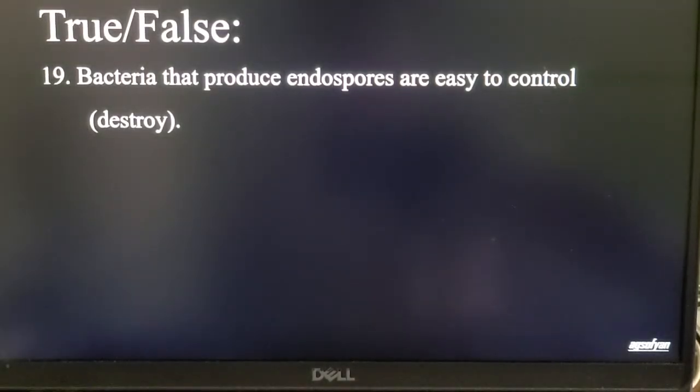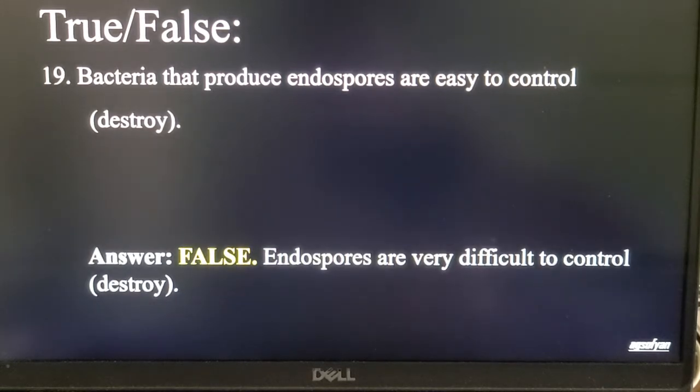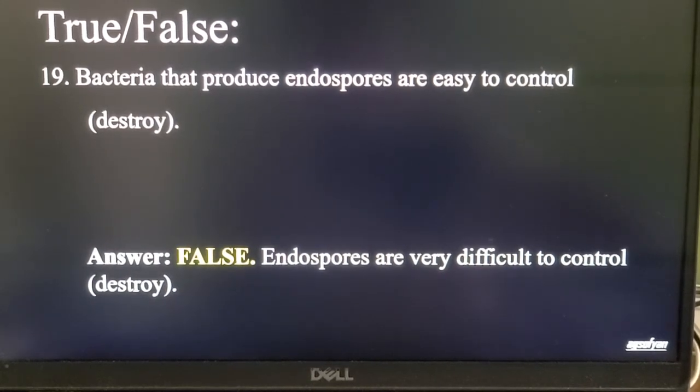Okay, number 19. Bacteria that produce endospore are easy to control or to destroy or to kill. True or false? Yeah, the answer should be false. Remember, endospore is actually the most difficult structure of bacteria to be controlled. So it's not easy to destroy the endospore. It is not easy to remove or destroy the endospore. We need sterilization in order to destroy the endospore.